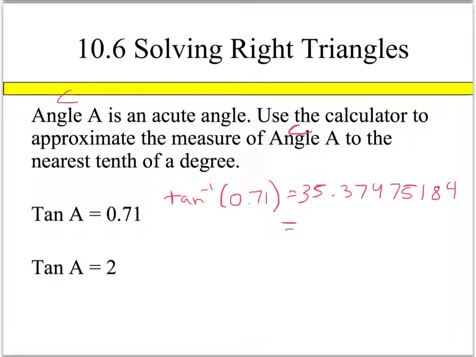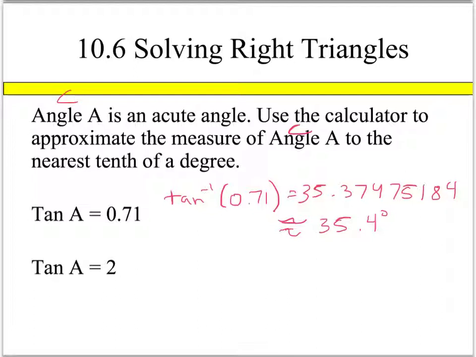So rounded to the nearest tenth of a degree is going to be approximately 35.4 degrees. Okay, don't forget your degree symbol. So again, second, tangent, 0.71, write out your answer. Again, make sure that your mode is in degrees, not radians. Put your mode in degrees.